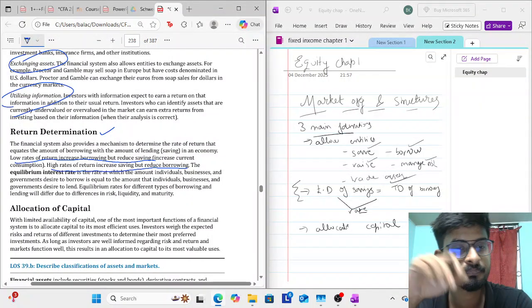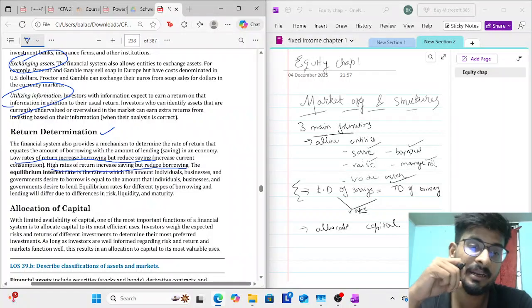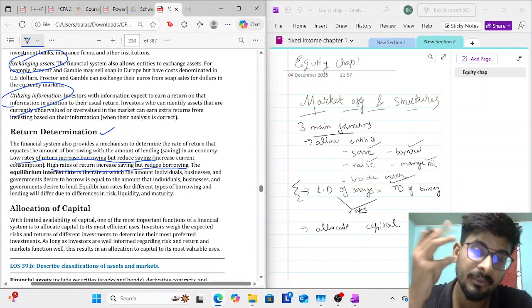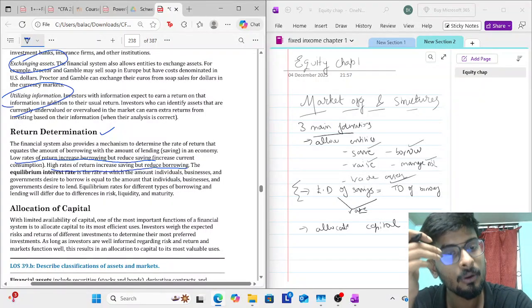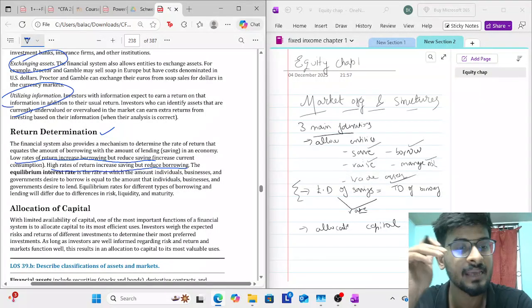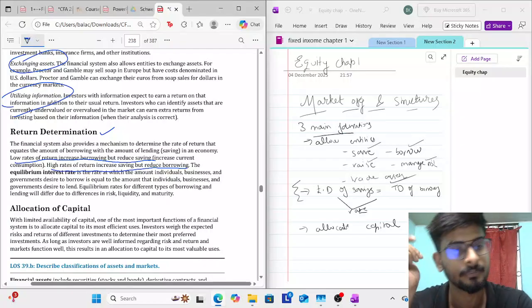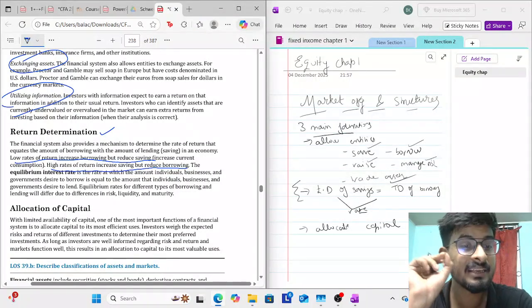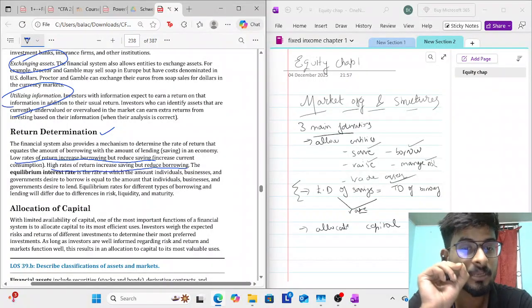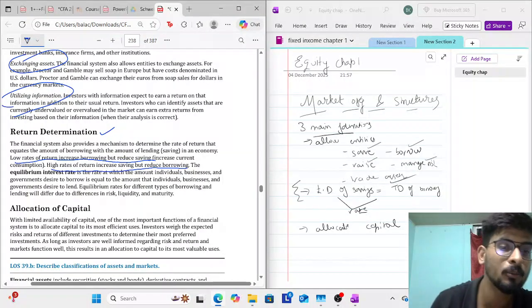I will not borrow. The equilibrium interest rate is the rate at which the amount individuals, business and government desire to borrow is equal to the amount that individuals, business and government desire to lend. Once again, what is equilibrium interest rate? The rate at which the amount individuals, business and government desire to borrow is equal to the amount that individuals, business and government desire to lend.